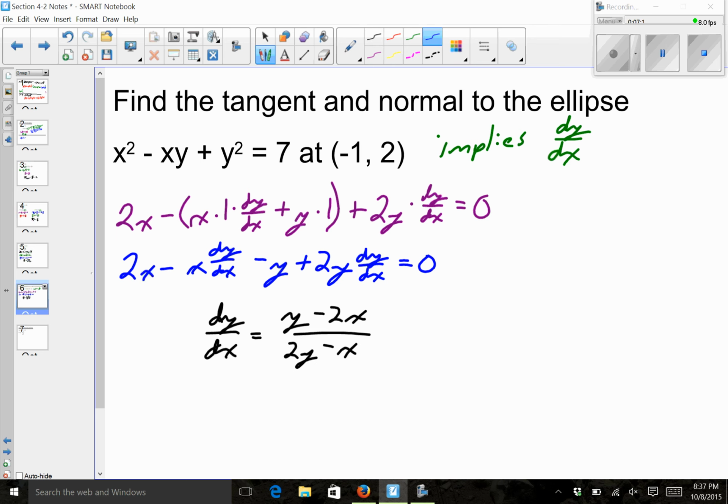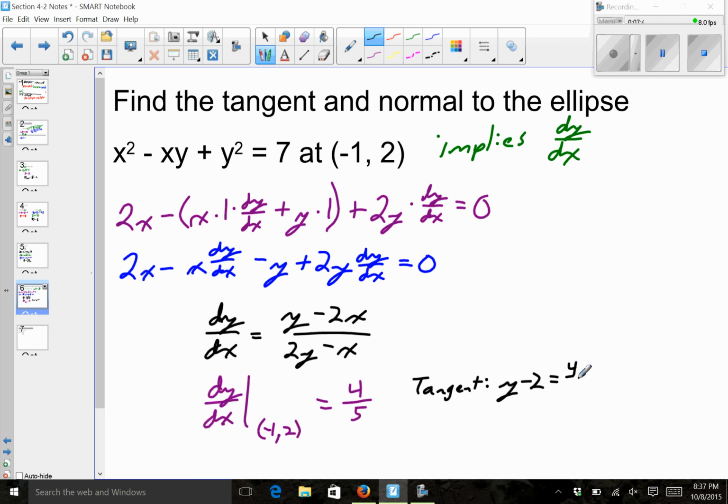Then we're being asked to write the equation of a tangent and a normal. Well, those are both lines. To write the equation of a line, I need the slope of the tangent, and I need a point. We already know the point, so I need the slope of my tangent. So dy/dx, when we're using the point (-1, 2), when I plug that in, it's going to give me 4/5. So my tangent equation will be y minus 2 equals 4/5 of x plus 1.